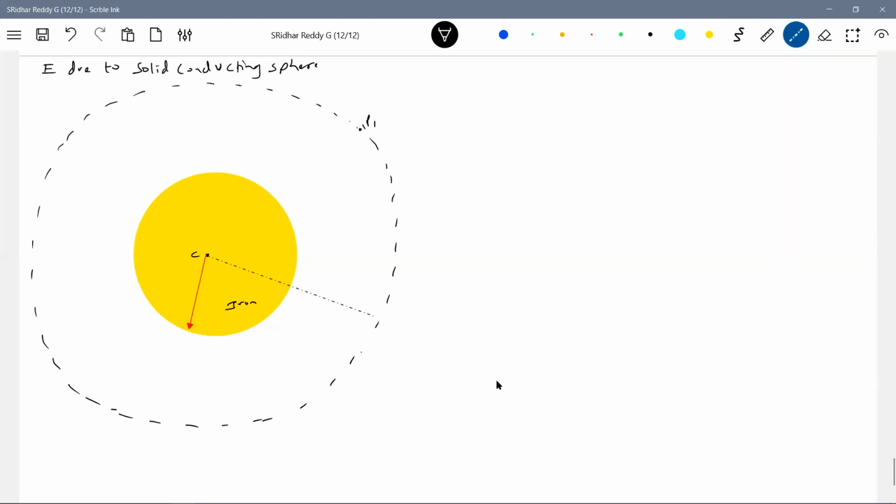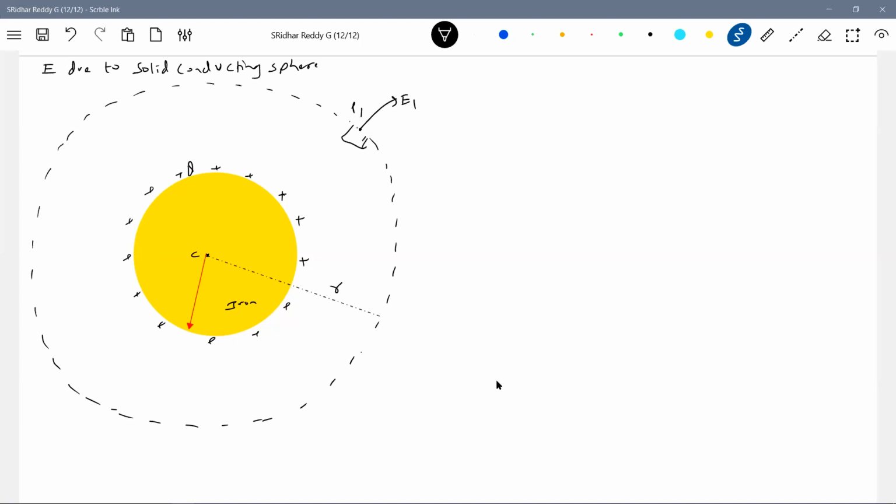Why do I assume a Gaussian surface like this? Why not any other shape? Once again, the very fundamental thing is that whatever charge we give will reside only on the surface of a conductor. Then, what is the electric field strength at point P1? I want to calculate it. Shall we use Gauss law?